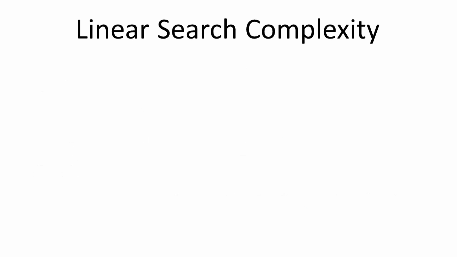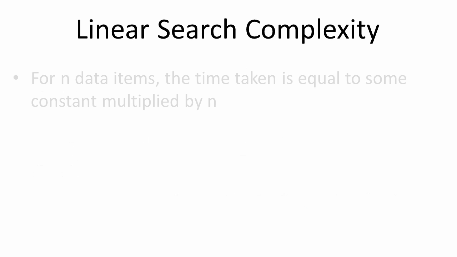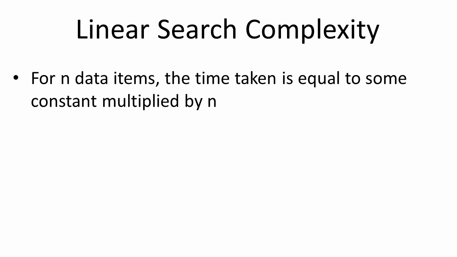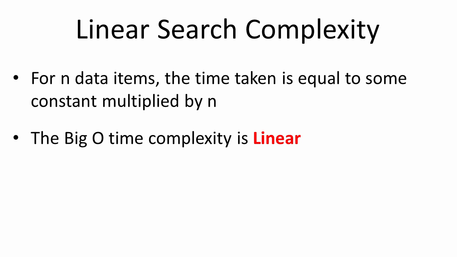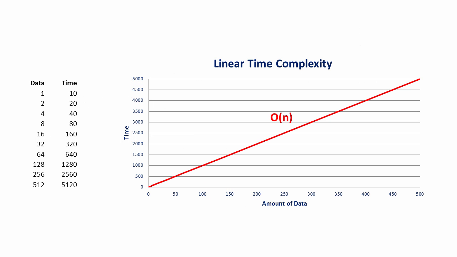In terms of Big O complexity then, for n items of data, the time taken is equal to some constant multiplied by n. The constant depends on the computer. The Big O time complexity is said to be linear. And in Big O notation we write O(n). This chart therefore describes all algorithms which follow linear time complexity.